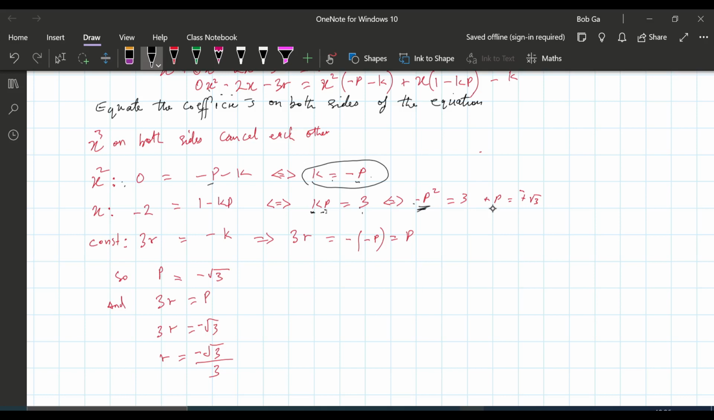So that gives me p is equal to, okay, so let's go like this. Negative p squared is equal to 3. To get p, let's get rid of the negative sign first. So we say p squared is equal to negative 3. P squared is equal to negative 3.